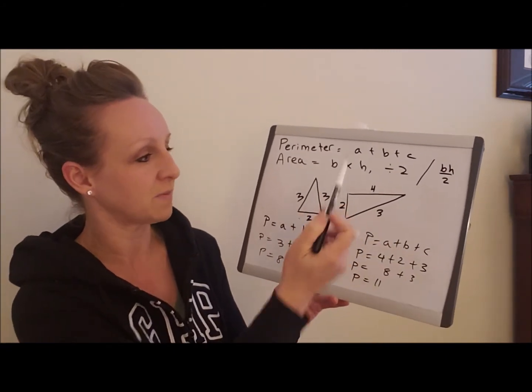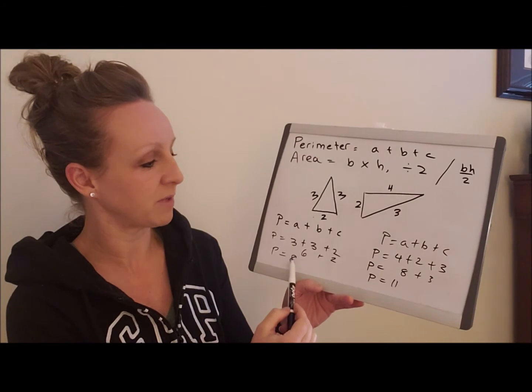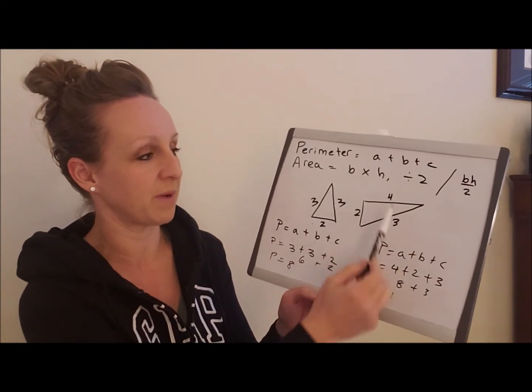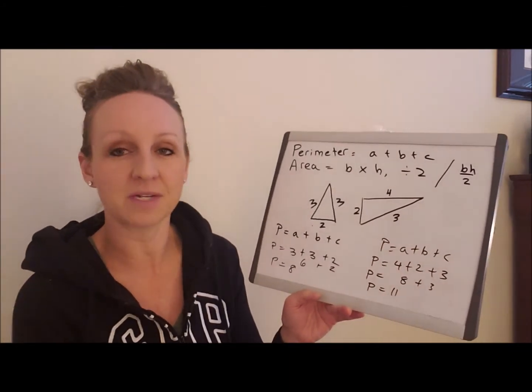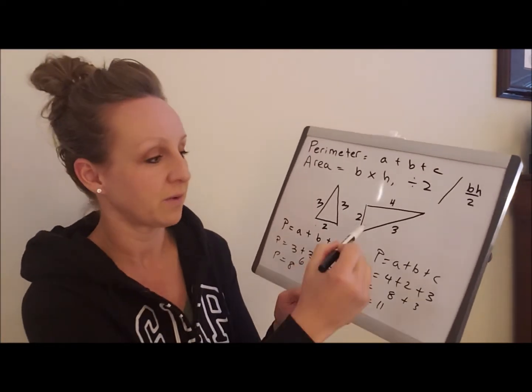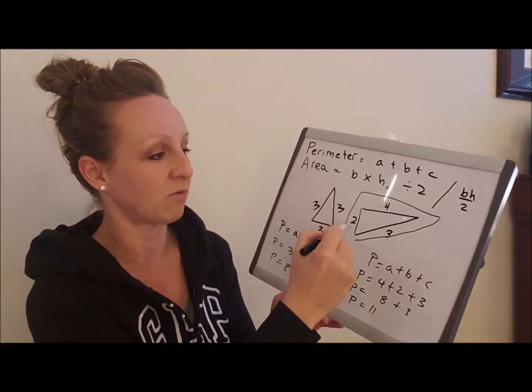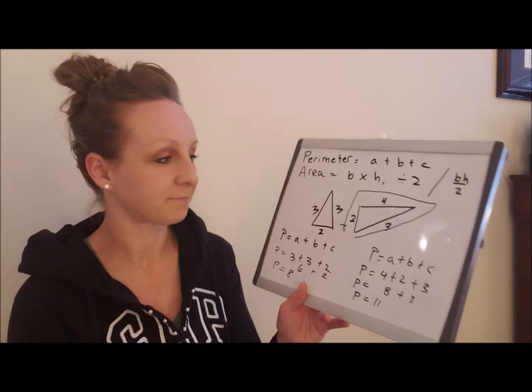So even though my drawings may look the same, my perimeter is actually going to be smaller on this triangle than on this triangle, simply because my numbers are telling me that when I add them up together, this is going to be a bigger number. So again, perimeter is the distance around the triangle.